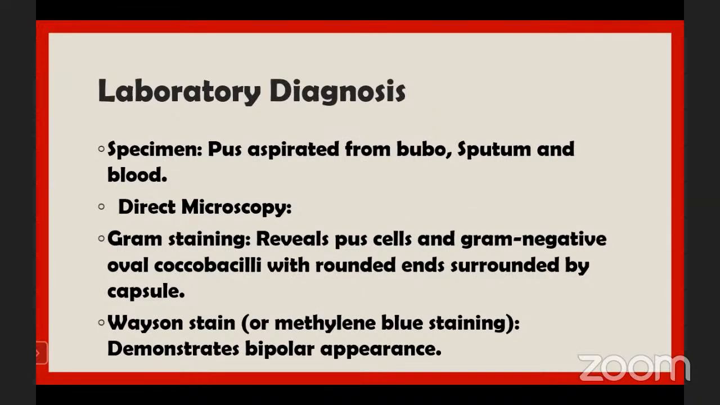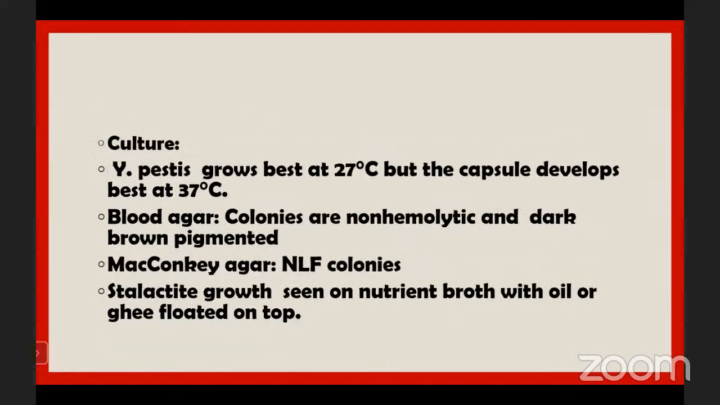Next one is the laboratory diagnosis. The specimen should be collected: aspirate from the bubo in bubonic plague, sputum for pneumonic plague, and blood should be collected. Under direct microscopy, Gram staining reveals pus cells and gram-negative oval coccobacilli with rounded ends surrounded by a capsule. Next one is Wayson stain or methylene blue staining, which demonstrates the bipolar appearance.